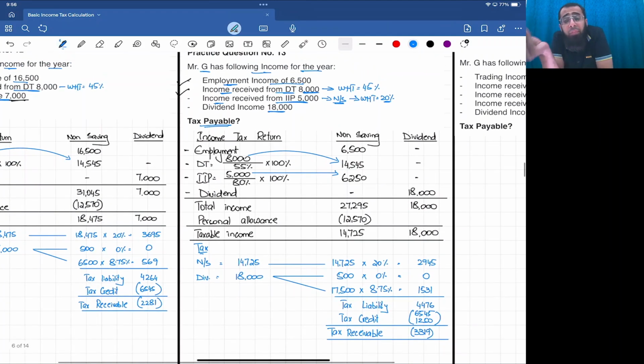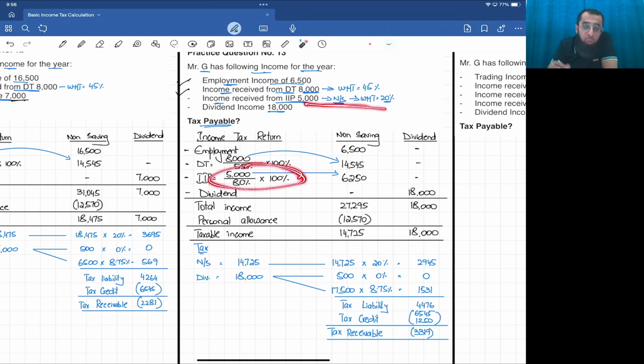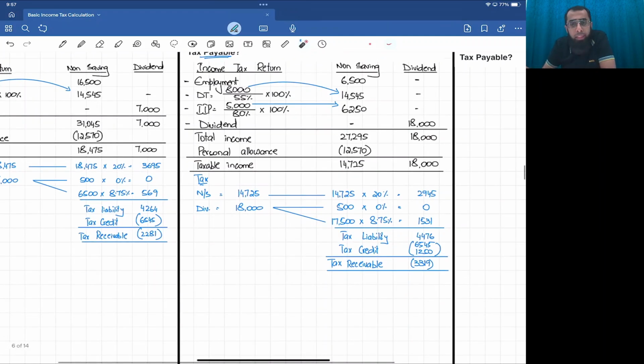I believe that it's not difficult. There is nothing difficult in it. Like discretionary trust, 45% withheld, you just need to learn the grossing up. If 45% is withheld, you gross it up by 55%. IIP 20% withheld, you gross it up by 80%. It's the grossing up which you need to understand. You arrive at the total income, you adjust your allowance, you arrive at taxable income, just the routine steps which you are performing. Okay? And then you do the taxes.